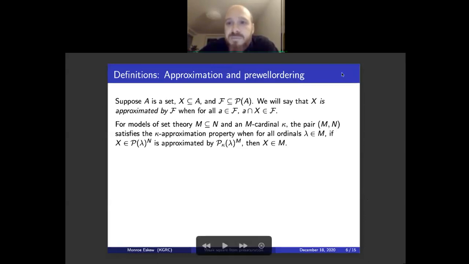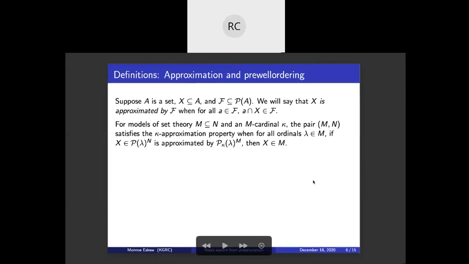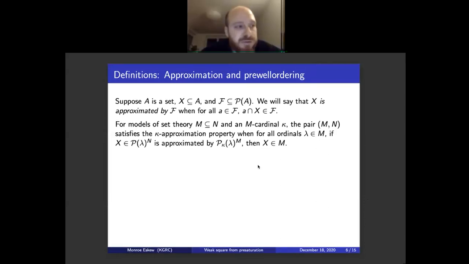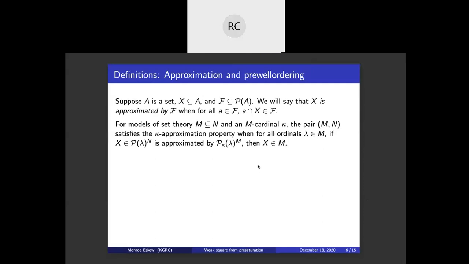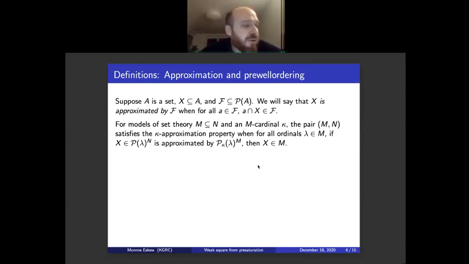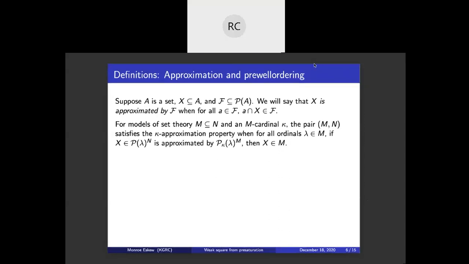Wait, can I ask you something? Sure. What's the relationship between weak square and diamonds? They're very independent from each other, I think. Well, no, I take it back, because diamond implies some GCH, and you can deduce weak square from GCH. So there is a connection there. But the stronger square is independent. Okay. Thanks. You're welcome.